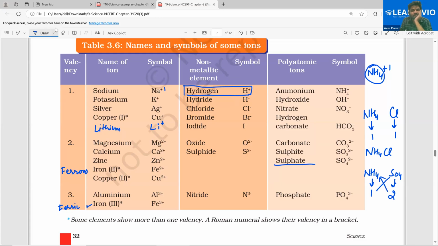So when you cross multiply, you will get NH4 whole twice and then the sulfate ion. Just try to note it down. This chart.